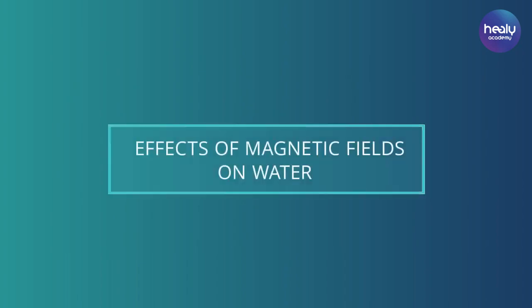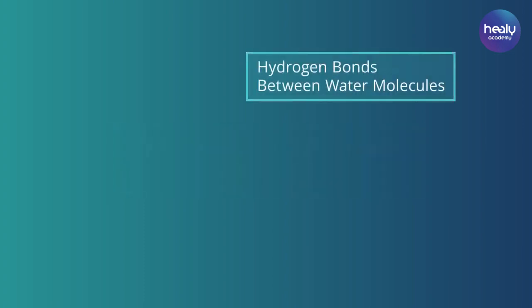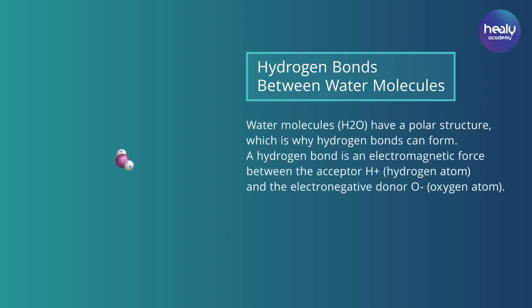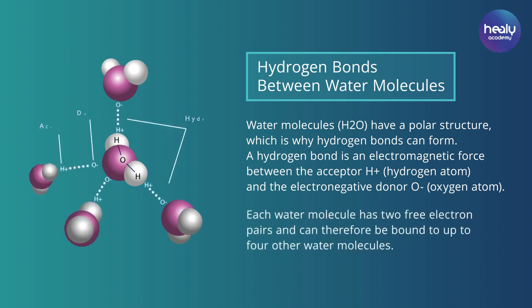Effects of magnetic fields on water. A very prominent example of the influence of electromagnetic fields is in connection with water molecules. Hydrogen bonds between water molecules. Water molecules consist chemically of one oxygen donor atom that has a negative charge and 2 hydrogen atoms, acceptors, which have a positive charge. Because of this polar structure, the water molecules are able to form hydrogen bonds. This structure lends them remarkable electrochemical properties.